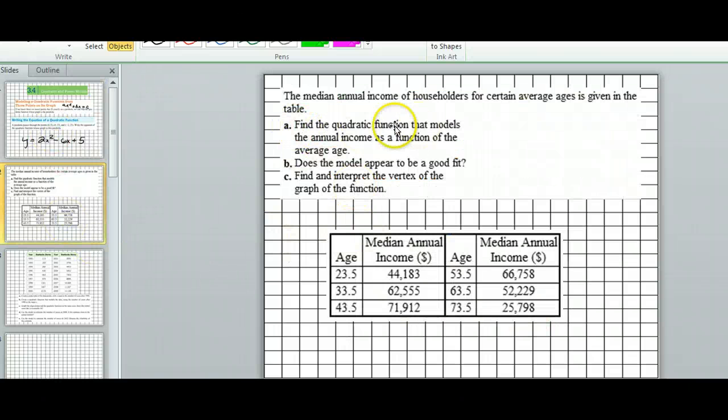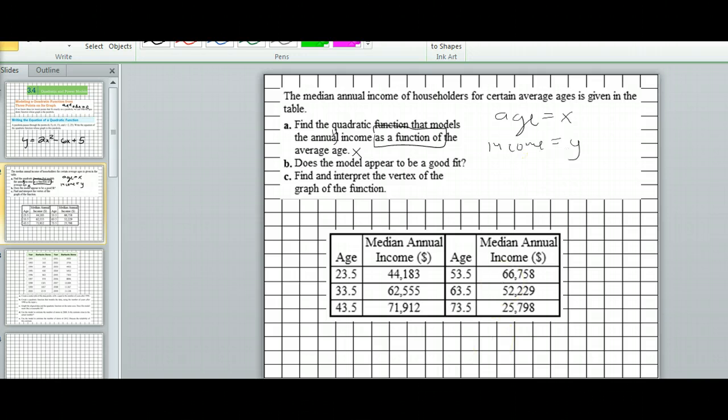Now, find the quadratic function that models the annual income as a function of the average age. So these are going to be my x's, the ages. And it goes back to what we talked about in class. Find the quadratic function as a function. There's that phrase that lets us know who is x and who is y. So whatever comes before this phrase is your y. So annual income is y. The average age is what comes after this, so that's x. So age is x, and income is y.